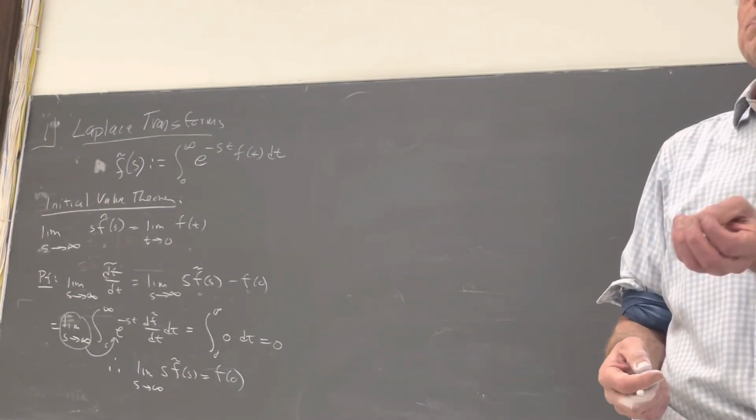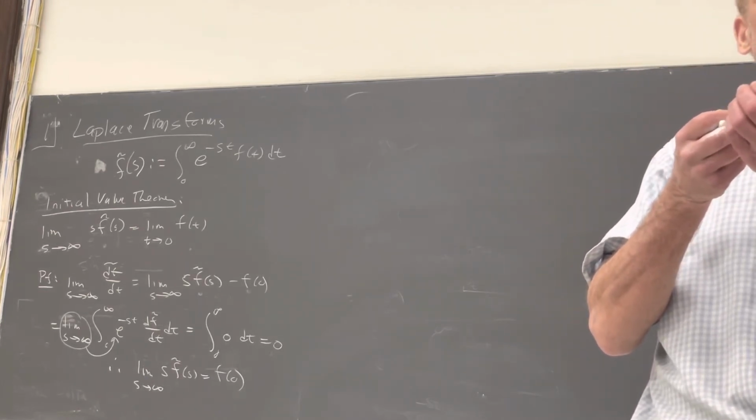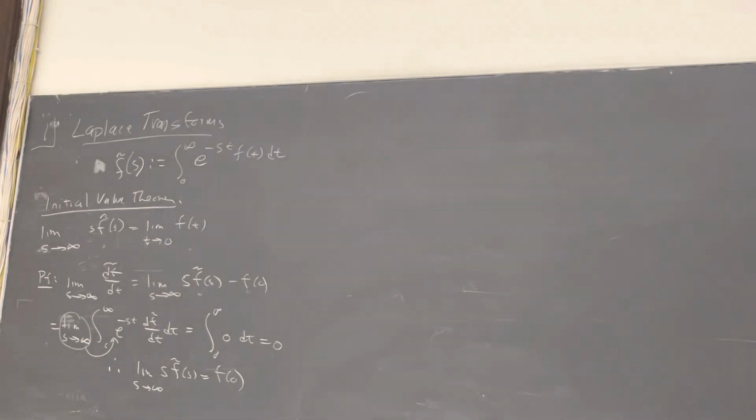What we want to do is extract the t information, but do the algebra in terms of s because it's a lot easier. And we want to be able to go back and forth. Back and forth.